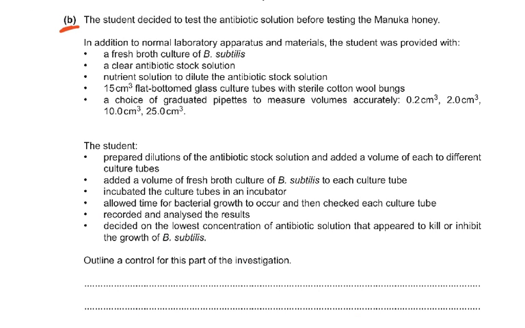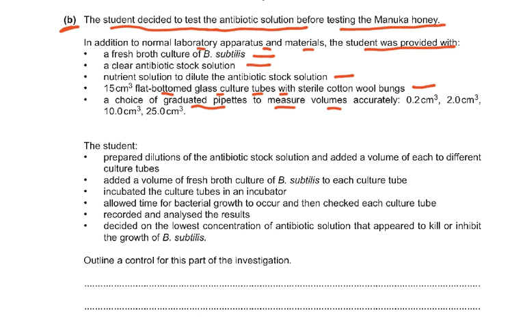Then coming to the B part of the question, the student decided to test the antibiotic solution before testing the Manuka honey. In addition to normal laboratory apparatus and materials, the student was provided with a fresh broth culture of B. subtilis, a clear antibiotic solution, nutrient solution to dilute the antibiotic solution, 15 centimeter cube flat bottom glass culture tubes with sterile cotton wool bungs, and a choice of graduated pipettes to measure volumes accurately: 0.2, 2.0, 10.0 and 25.0 cm cube.